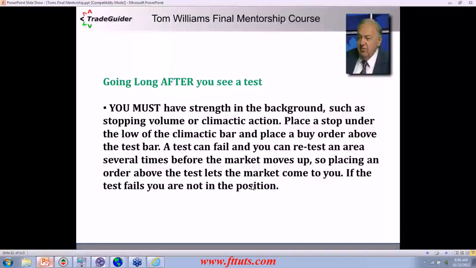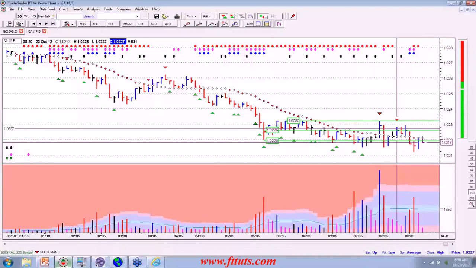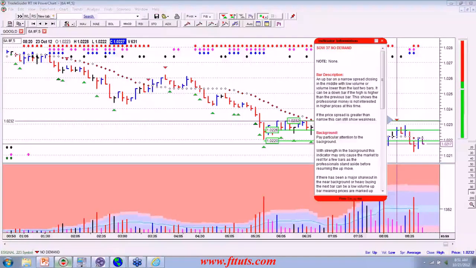Because believe me, if that was a genuine test and professional money was there poised, they would jump in immediately and they would be long on that test. But they're not long because they're weak. There's weakness in the background, and you see that very, very often. Funny, I'm looking at this Australian, and sure enough, a no demand signal appeared automatically up there, and that appeared after we were discussing what was liable to happen. So it's all very, very interesting.